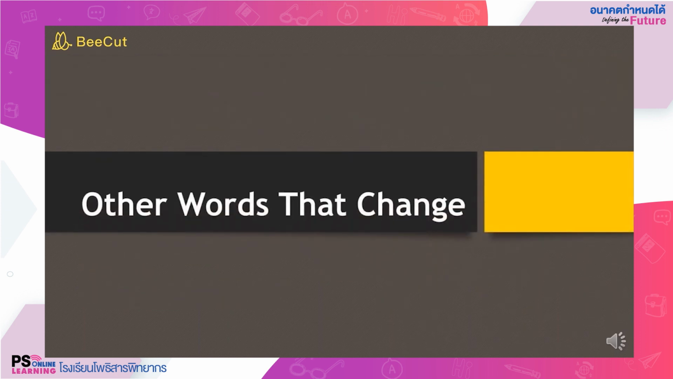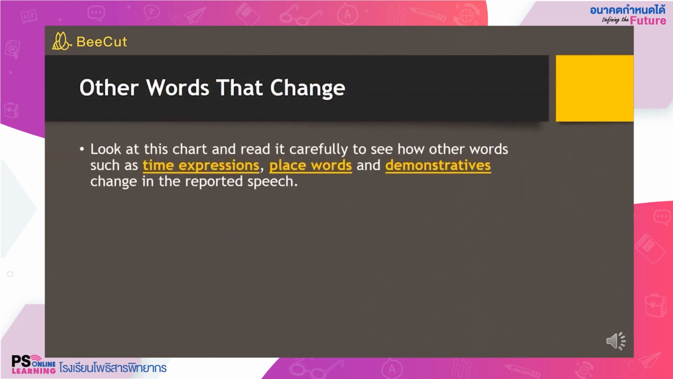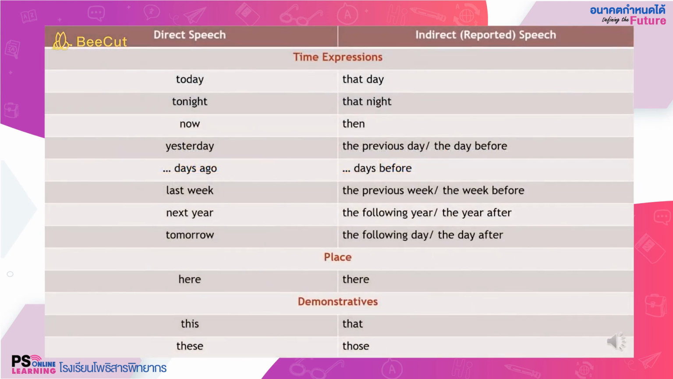Other words that change. Look at this chart and read it carefully to see how other words such as time expressions, place words, and demonstratives change in the reported speech. Look at this list of time expressions, place words, and demonstratives that you need to change if you have them in the direct speech. Pause the video to go through this list and read it carefully.